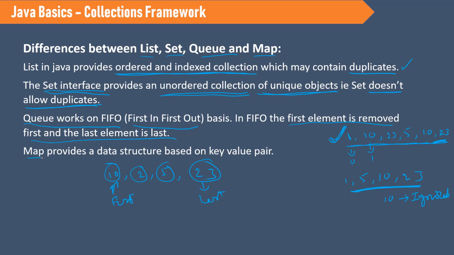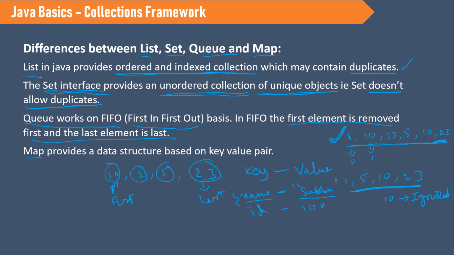Now map. Map provides a data structure based on a key value pair. Let's say I would like to store the name Subbu into a collection. Then I have to give it a key, the key is name. And for an ID, let's say 100, I have to give the key as ID. The values will be stored in a map in the form of key value pairs. So that is a map. Let's see this one more time.